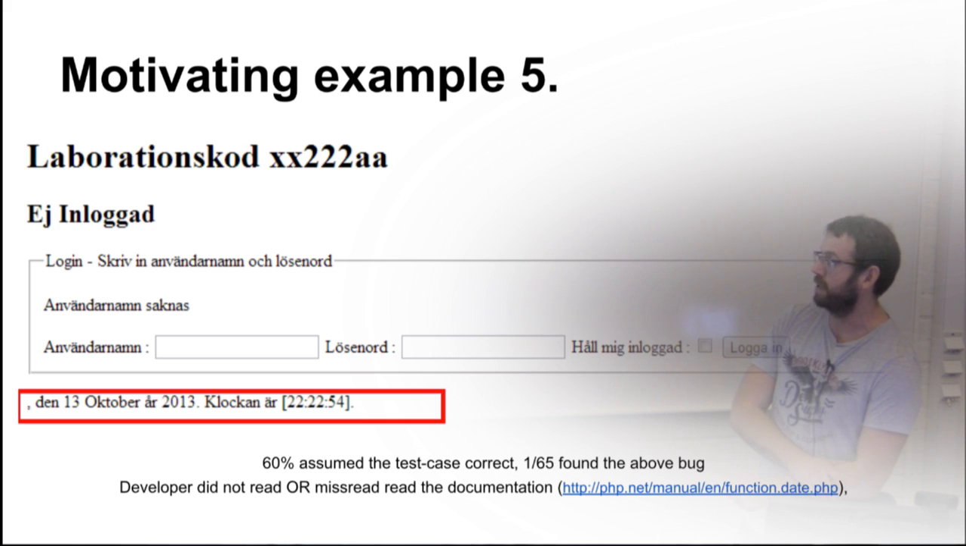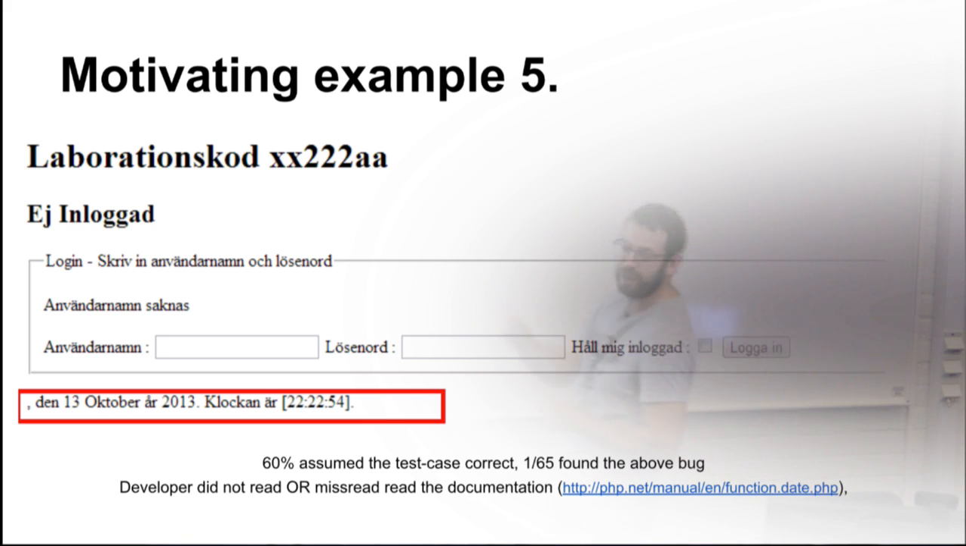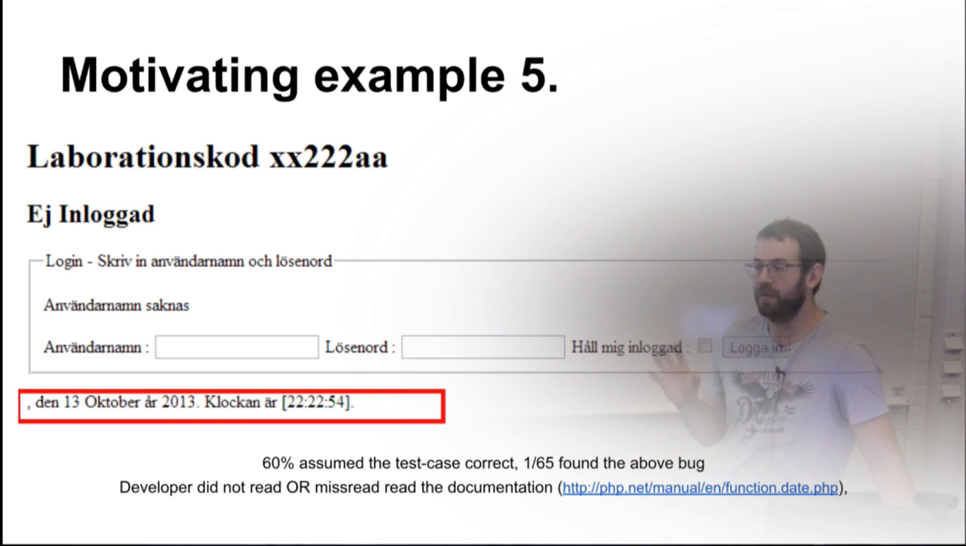60% assumed the test case correct. 40% found other problems with the test case. Most of those problems were that in the test case picture that I gave the students for them to compare the output of the application with, there was another time. It was not 22:22:54. It was another time. So some of the students felt that it's a failing test case because the image here and the actual output here is different in the time. But that was more or less a misunderstanding, right?